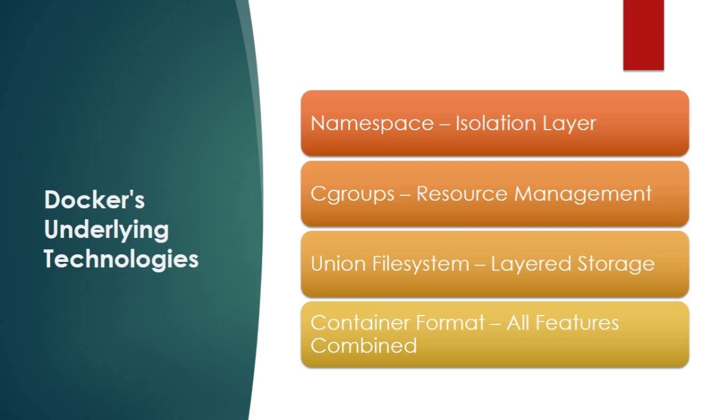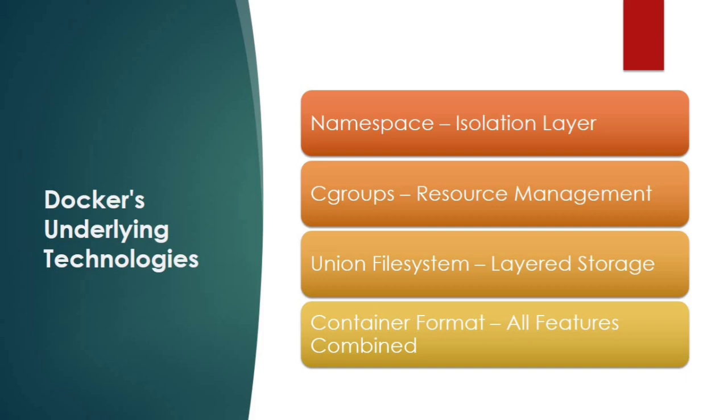Another one is the union file system, which provides the layered storage that helps manage file system isolation for containers, which combines multiple layers into a single view. It is supported via various technologies like OverlayFS or device mapper, if you have heard about them.